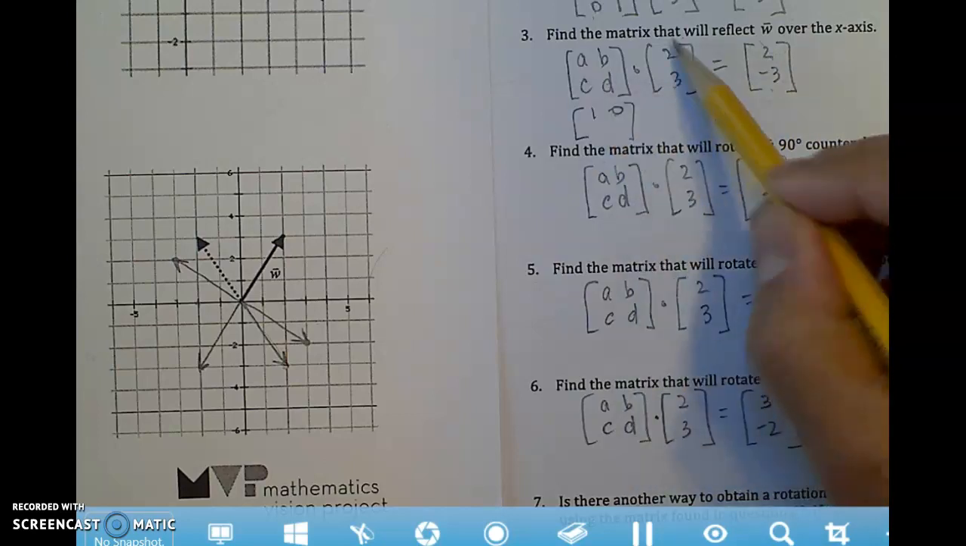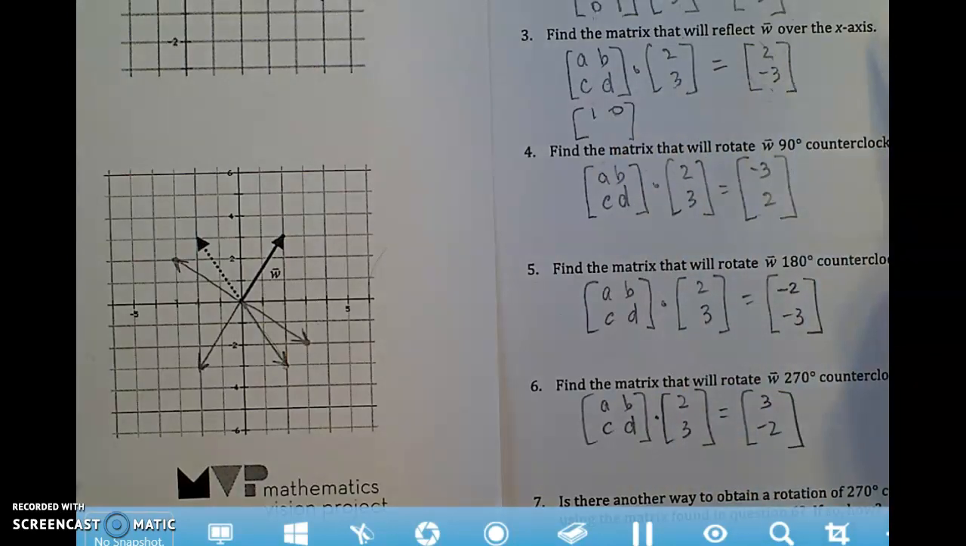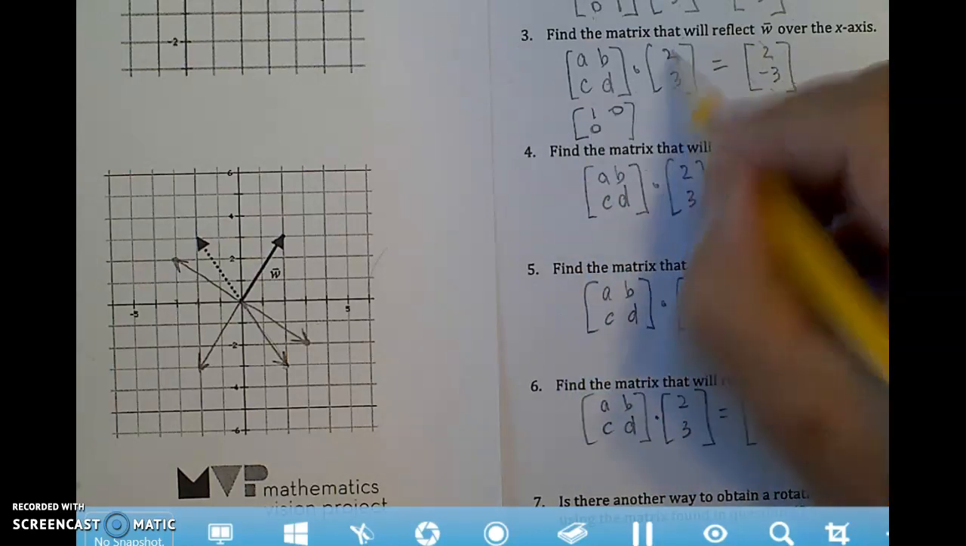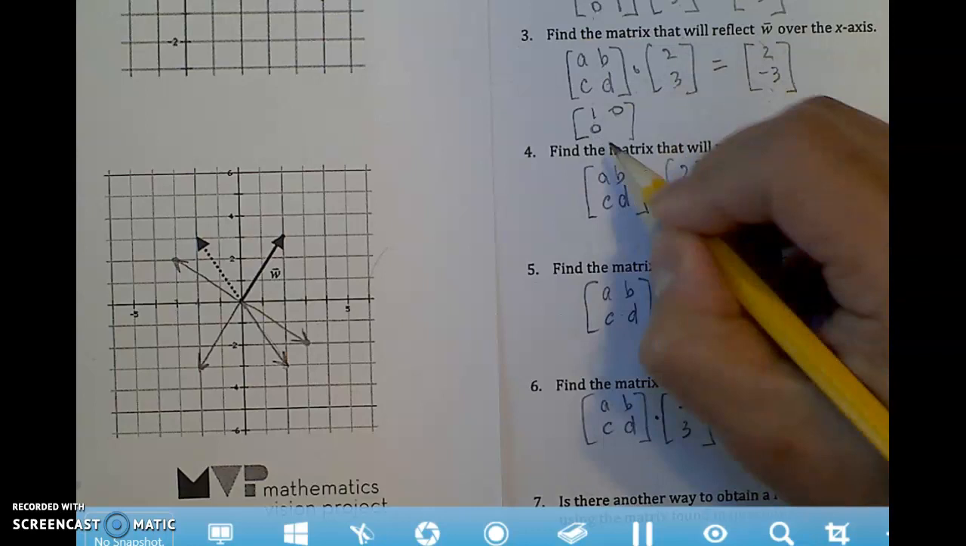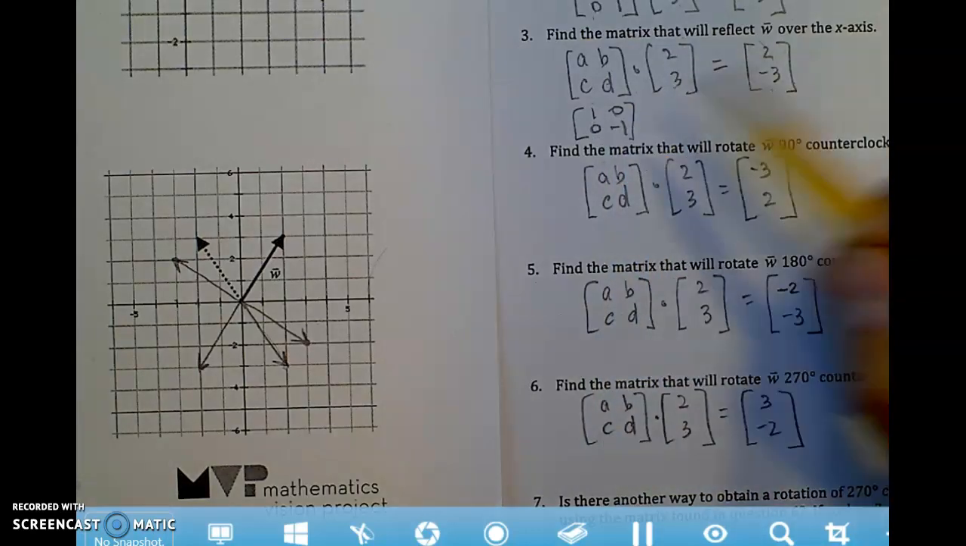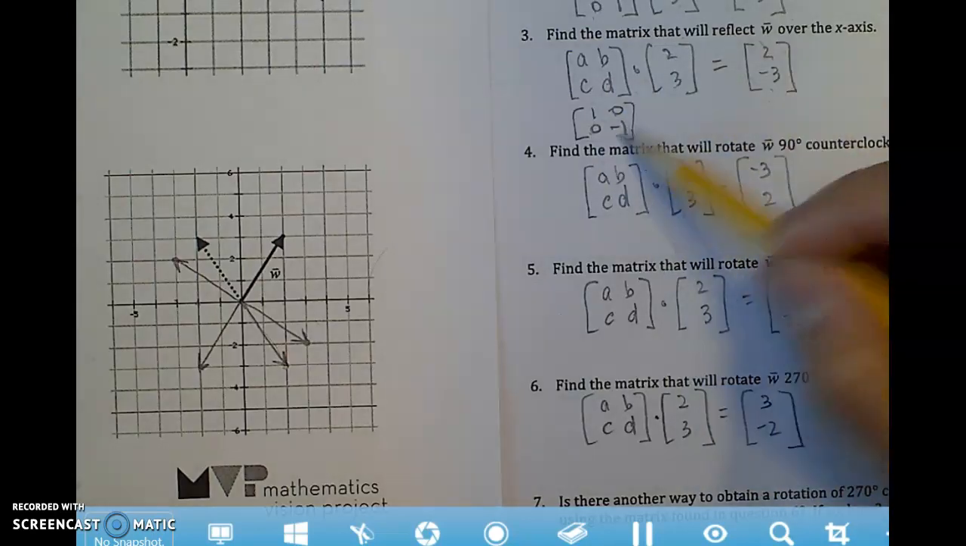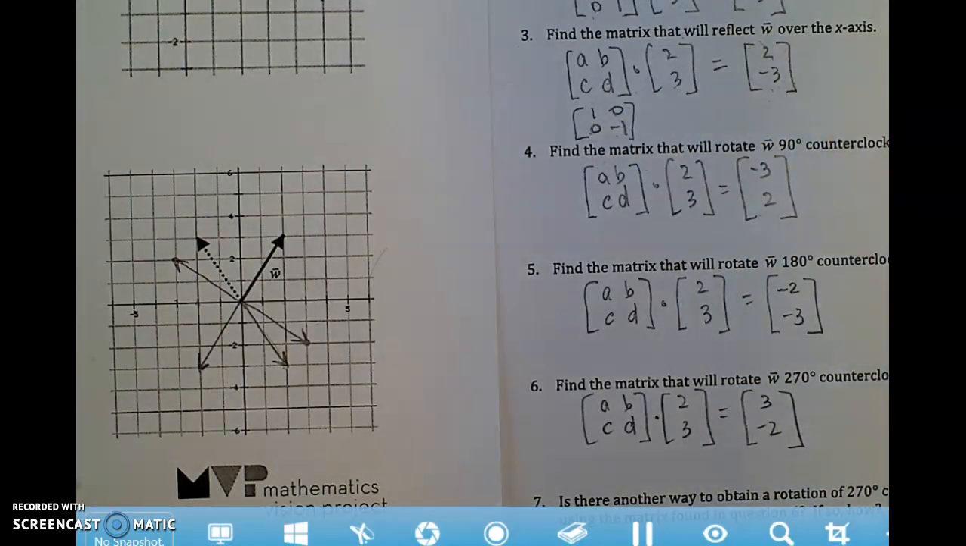Second row times column, I need it to be a negative 3. So I'm going to have my C value be 0, since 0 times 2 is 0. But I need my D value to be negative 1. So when I do row times column, 0 times 2 is 0, and negative 1 times 3 gives me negative 3.